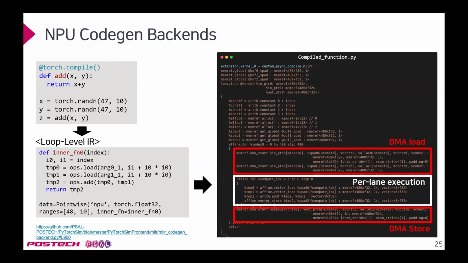In summary, the PyTorchSim CodeGen backend maps loop level IR to NPU targeted MLIR code. And this generated MLIR code then passes through the compiler to be translated into an executable RISC-V binary.